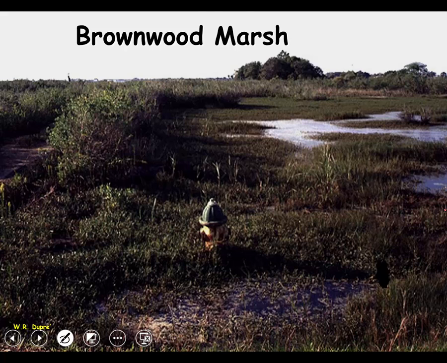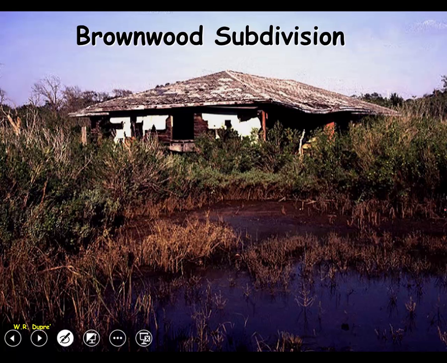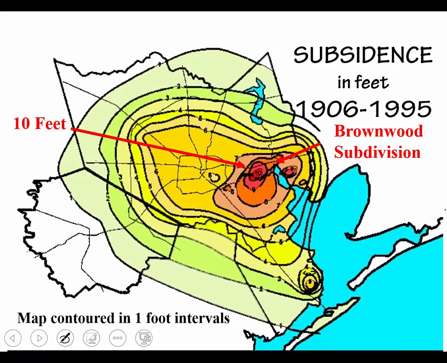We talked about the Brownwood Marsh and how it used to be the Brownwood subdivision, and we talked about how lowering the potentiometric surface by pumping water out of that confined aquifer causes compaction of the overlying clay-rich sediments and a lot of subsidence. And that led to the creation of the Houston-Galveston area groundwater conservation something or other.